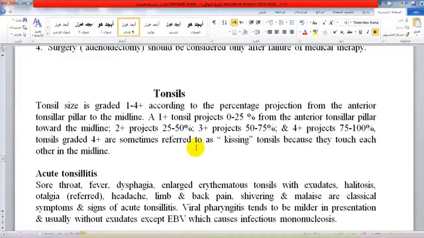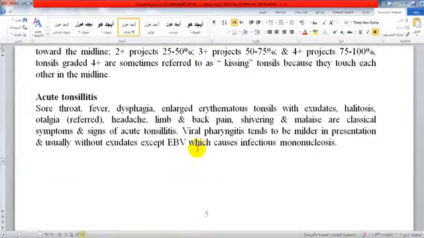Tonsils graded 4 are sometimes referred to as kissing tonsils because they touch each other in the midline.